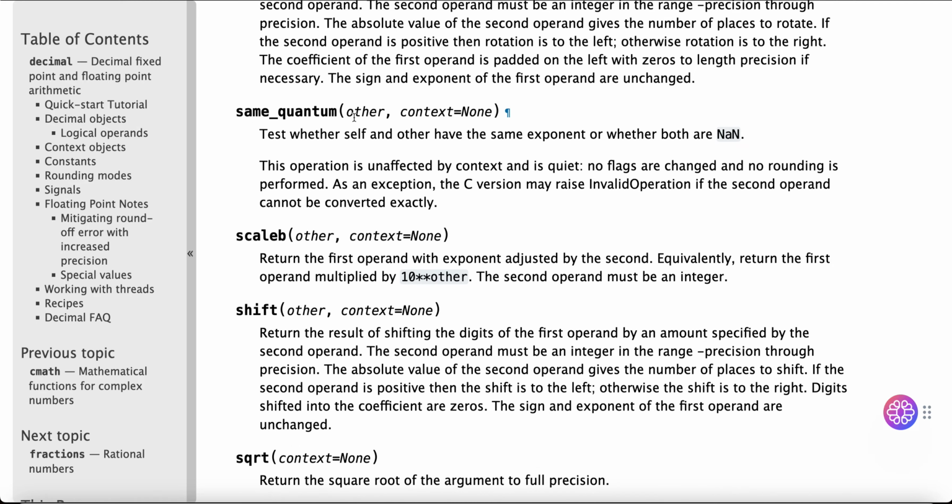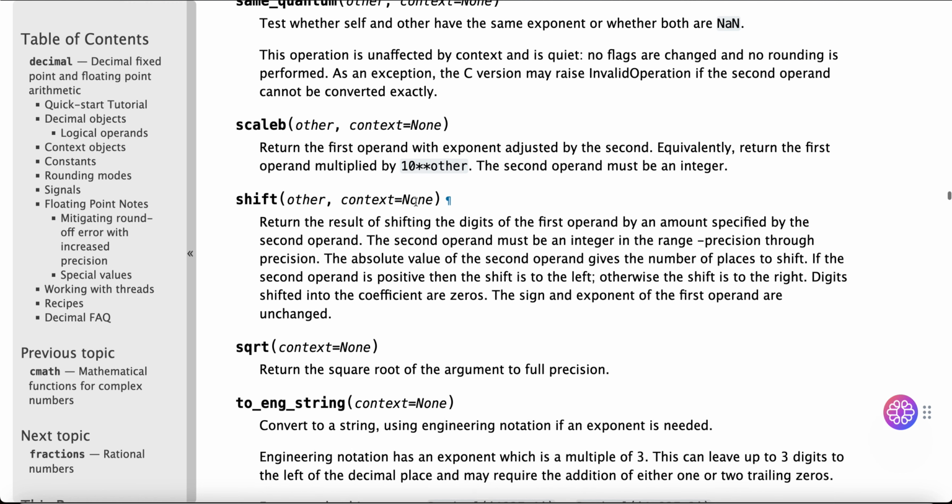same_quantum(other, context=None). Test whether self and other have the same exponent or whether both are NaN. This operation is unaffected by context and is quiet: no flags are changed and no rounding is performed. As an exception, the C version may raise InvalidOperation if the second operand cannot be converted exactly.